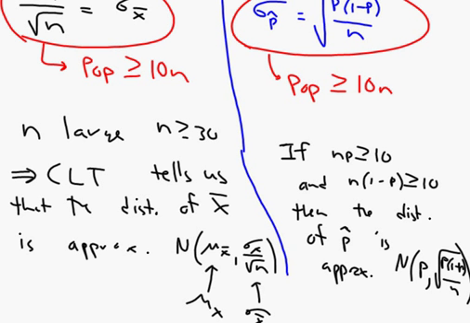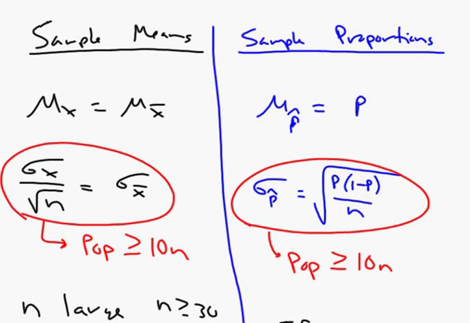So you may think to yourself, hey, wait a minute, I feel like I've seen this before. If n times p and n times 1 minus p are greater than or equal to 10, then the distribution of something was approximately normal. And you've seen that before when it came to binomial random variables. So now I'm going to show you where these two formulas, this formula and this formula, come from. Okay, so we'll start with p hat.